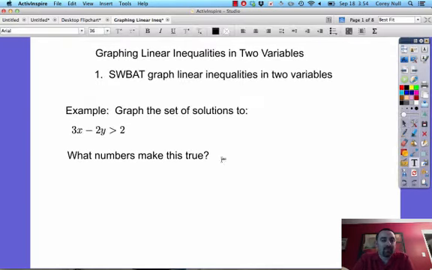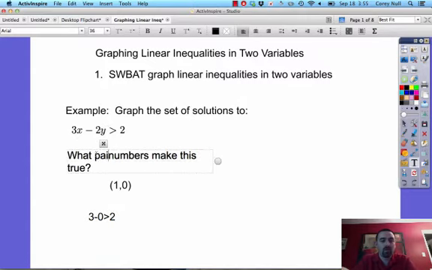Well, let's think out loud for a moment here. If I put the point 1 comma 0 in, will that work? Well, it might. Let's see. Put in 1 for x and I get 3. And I put a 0 in for y, I get 2 times 0, which is 0. Is that greater than 2? Yes, it is. So 1 comma 0 is one solution to this, but there could be many others. What pairs of numbers make this true?